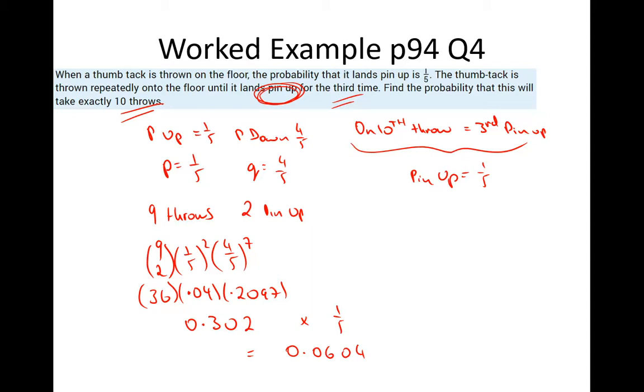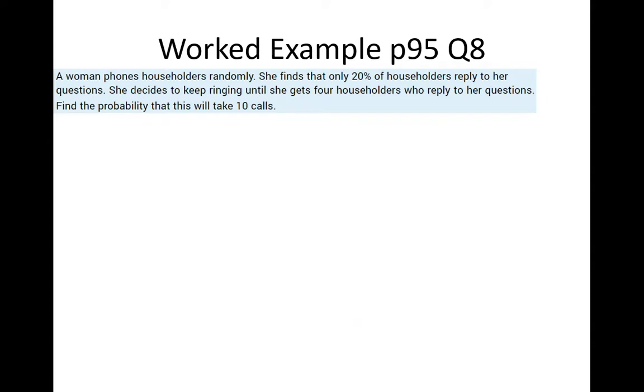Okay? Next one. A woman phones householders randomly. Wouldn't do that, that's not good, you could be arrested for that. But anyway, a woman phones householders randomly. She finds that only 20% of householders reply to her questions. She decides to keep ringing until she gets 4 householders who reply to her questions. Find the probability that this will take 10 calls.